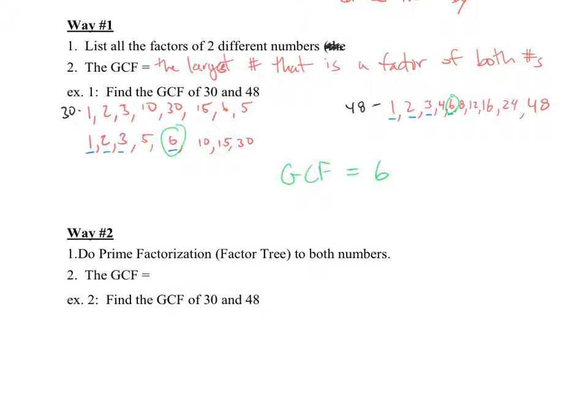Second way is to do the prime factorization. So that's making factor trees of both numbers. And the greatest common factor in this case is the product. So that's a multiplication problem. Product of common prime factors. So what prime factors do they have that are the same?